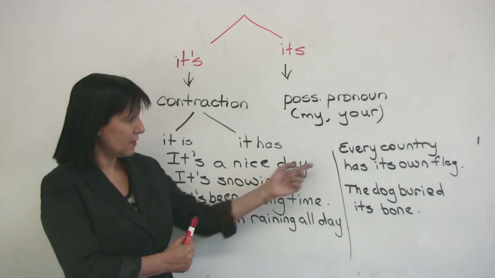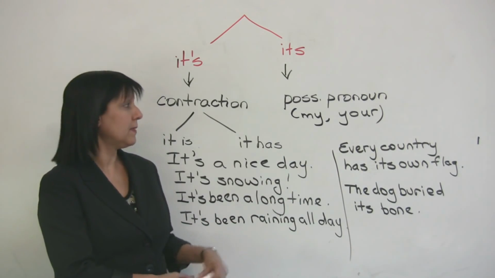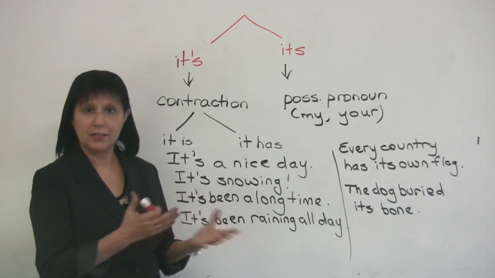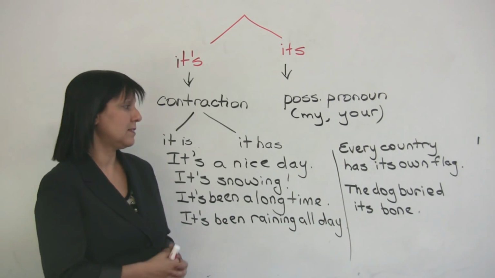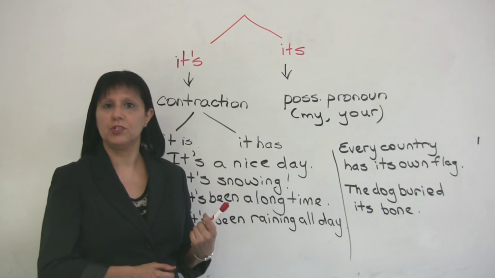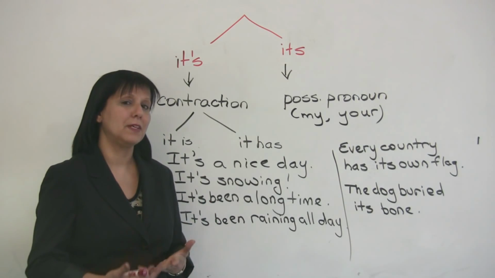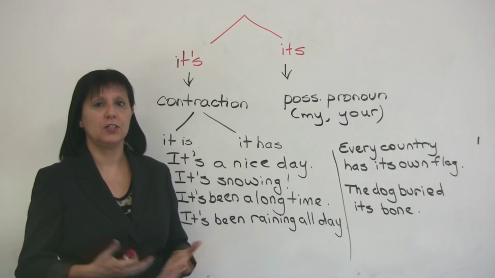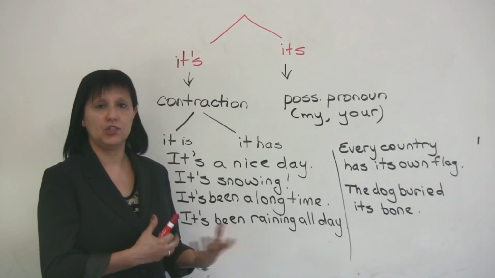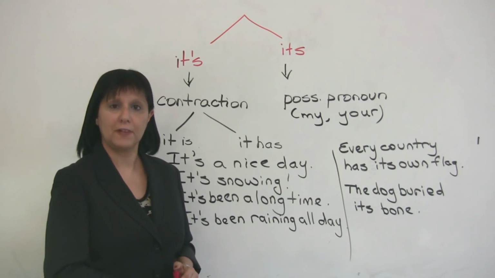For example, every country has its own flag, right? It is the country, right? The country has no gender, right? It's not a he or a she. So, and I know in some languages they refer to countries as female, so then people sometimes say every country has her own flag. That's actually not correct in English. We don't give countries a gender, all right? So you should say every country has its own flag.